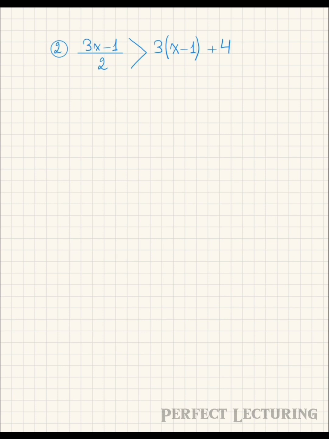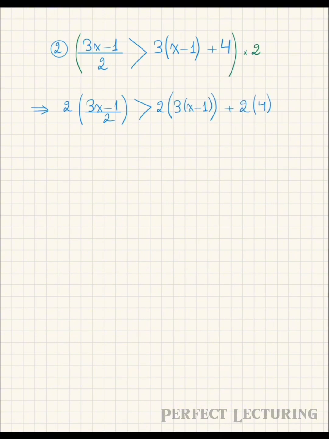For this example, it is always easier to get rid of the denominator. How do we do that? Multiply the entire expression by a number which is divisible by all the denominators we have. In this case, we only have 2. The other denominators are 1. This means we can multiply by 2. So the expression becomes 2 times (3x minus 1) over 2 is greater than 2 times 3 into (x minus 1). Of course, we have to multiply 2 by every single term in the inequality.